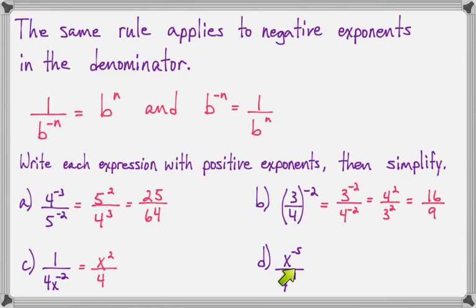On part D, the x to the negative fifth in the top needs to go to the denominator, and y to the negative 1 in the bottom needs to go to the top. And instead of writing it as y to the positive 1, we simply just write y.